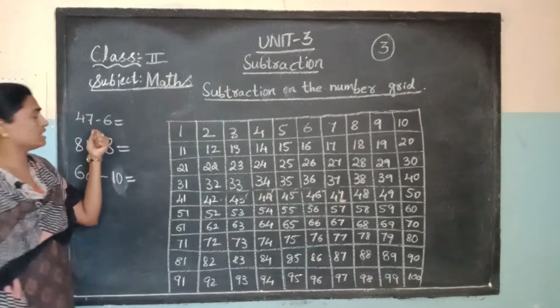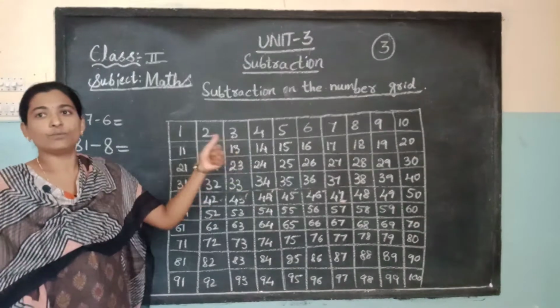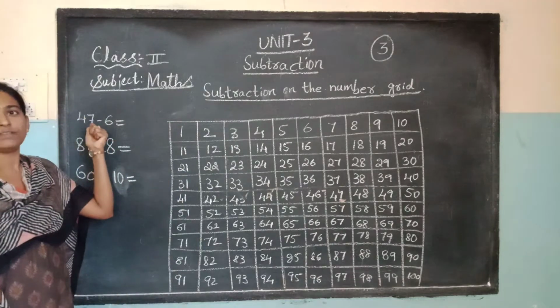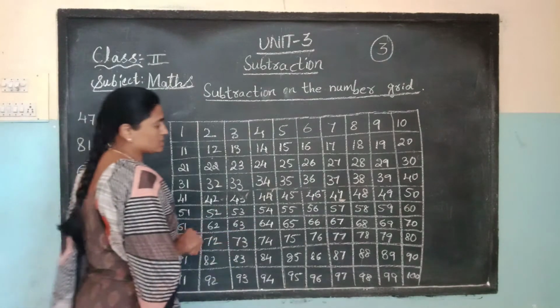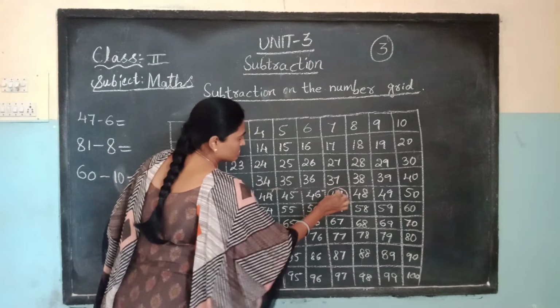Now the first one, what is it? 47 minus 6. Here in subtraction you have to move backwards, that means to your left-hand side. What is the first number? 47. Where is 47? Yes, circle it. 47 is here.